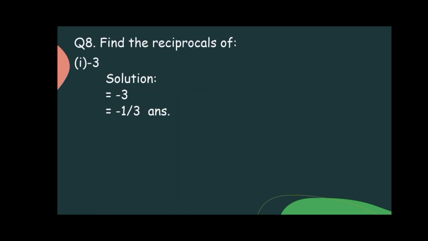Now question number 8 is find the reciprocals of all the given parts. So part 1 is minus 3. The reciprocal of minus 3 will be minus 1 by 3. Why? Reciprocal is nothing but we just have to move the number upside down. Like there is 1 in the denominator of minus 3. So right now this is minus 3 by 1. So its reciprocal will be minus 1 by 3.